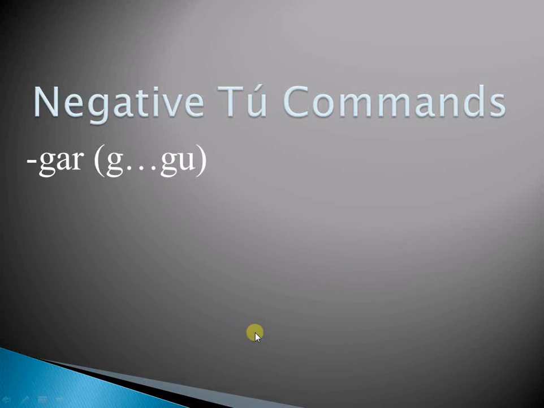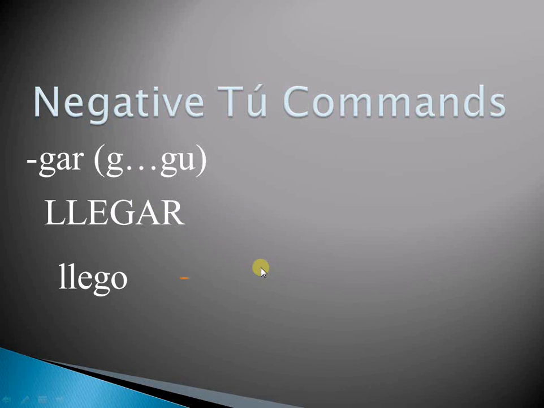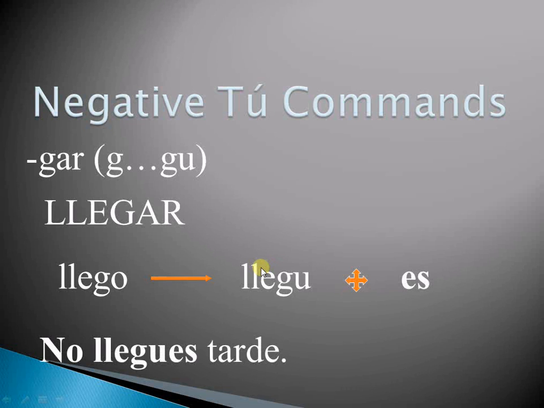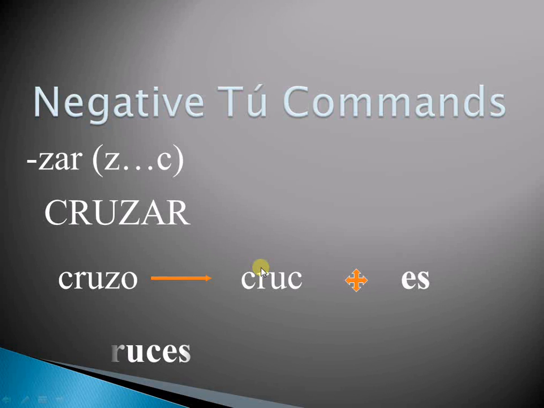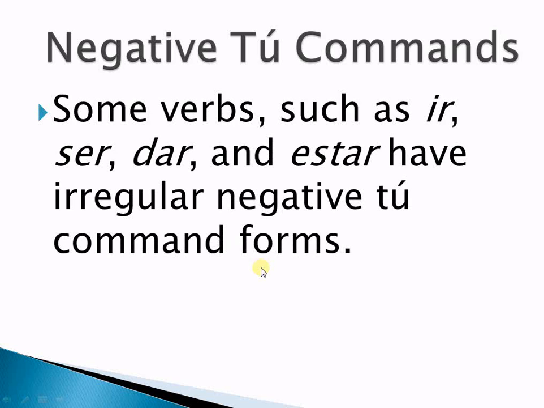GAR, you change the G to GU. So you say no llegues. Como no llegues tarde. ZAR, you change the Z to a C. For example, the verb cruzar, you say no cruces. No cruces aquí.